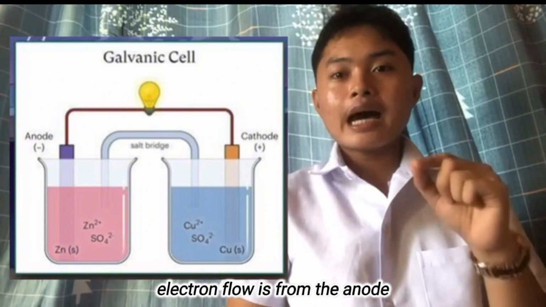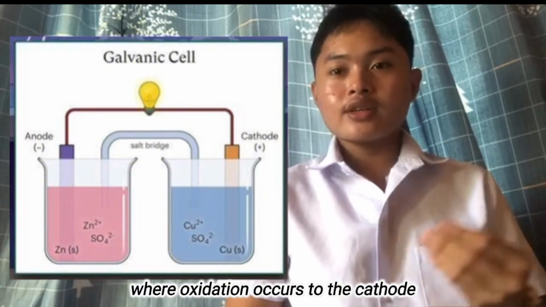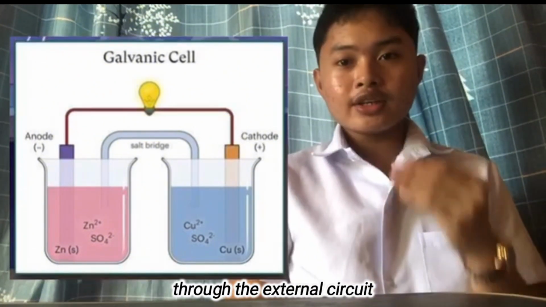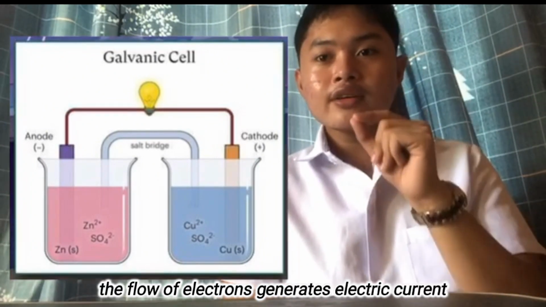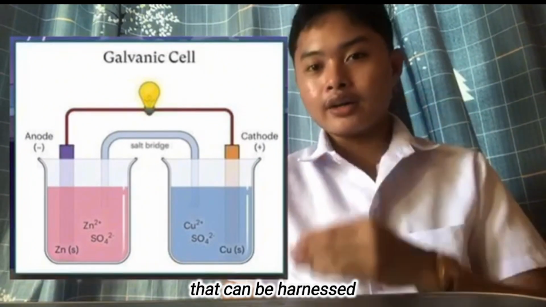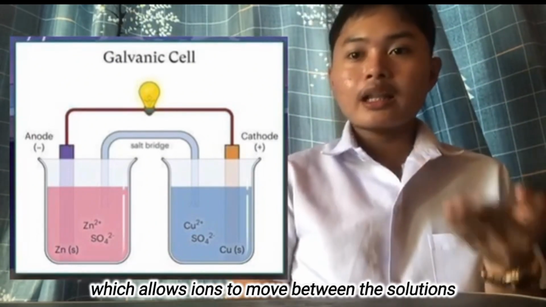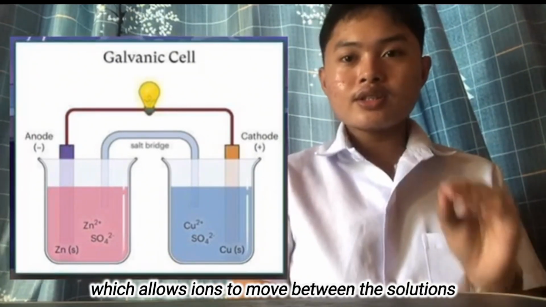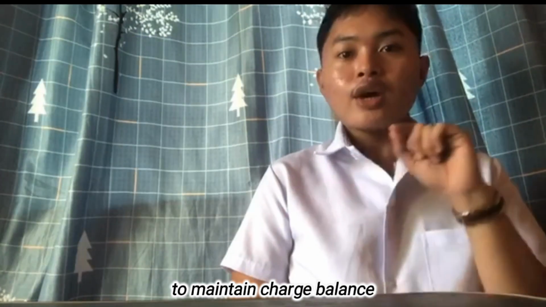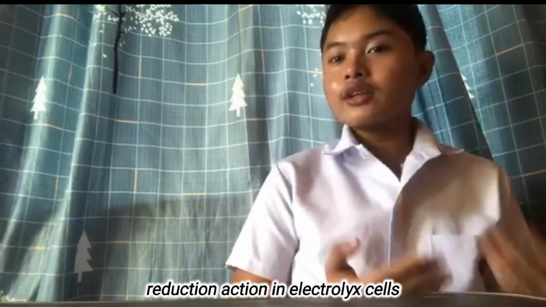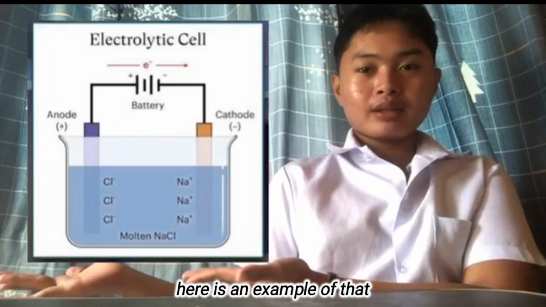Electrons flow from the anode, where oxidation occurs, to the cathode through the external circuit. The flow of electrons generates electric current that can be harnessed. The two cells are connected by the salt bridge, which allows ions to move between the solutions to maintain charge balance. Redox reactions in electrolytic cells, here is an example of that.